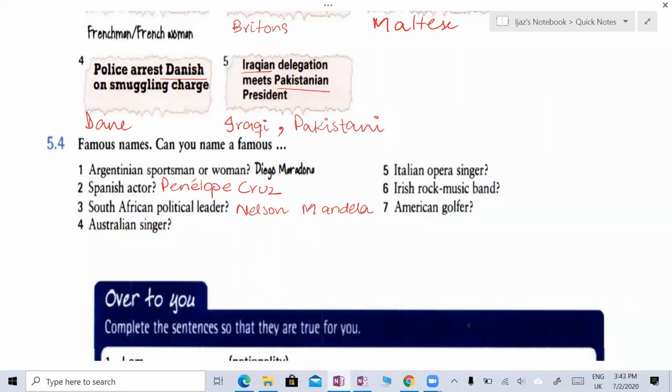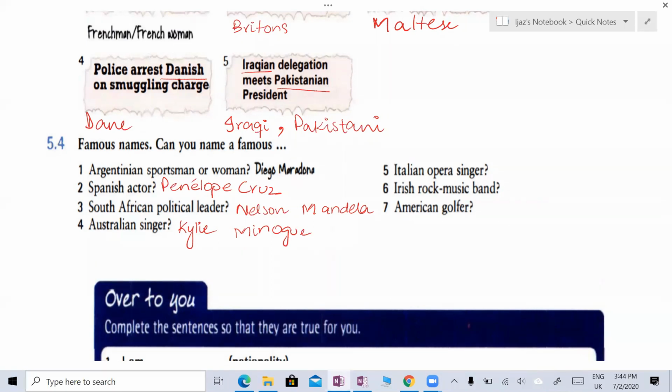Okay, next one, we need someone who's a singer from Australia, Australian singer. I don't know many singers. I know many cricketers from Australia, as we watch a lot of cricket from Australia. So you can find a name. I will just write down one name, which I just took from internet, but I don't listen much Australian music.